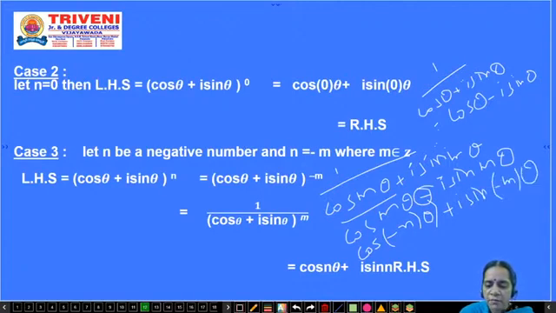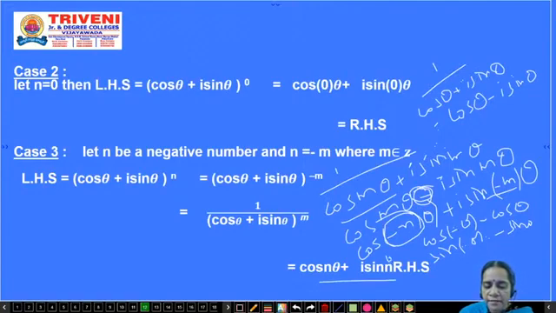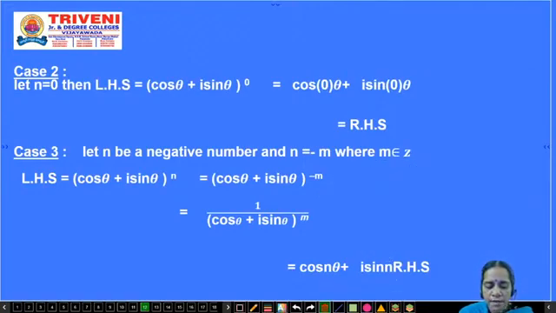Cos of minus theta is equal to cos theta, already you know in the trigonometry part. Sin of minus theta is equal to minus sin theta. That's why I am writing here, in place of minus, sin of minus m theta is minus sin m theta, and in place of m here it is n. So cos n theta plus i sin n theta, that is equal to RHS.